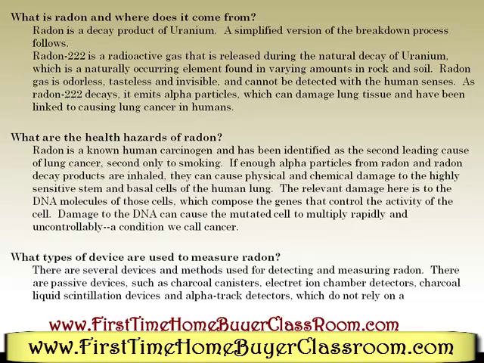What is radon and where does it come from? Radon is a decay product of uranium. A simplified version of the breakdown process follows. Radon 222 is a radioactive gas that is released during the natural decay of uranium, which is a naturally occurring element found in varying amounts of rock and soil.